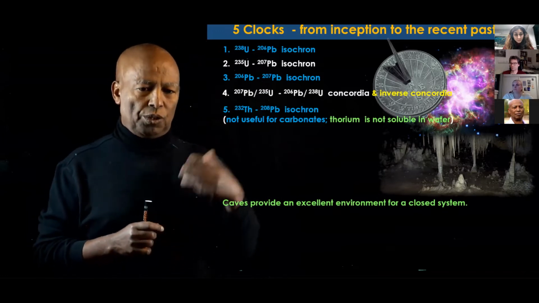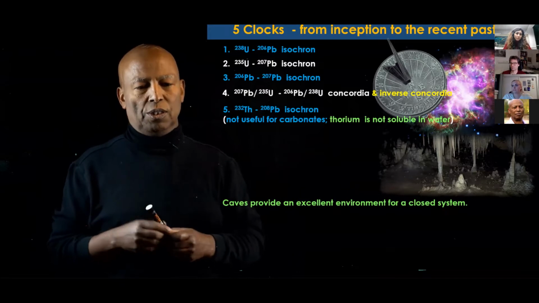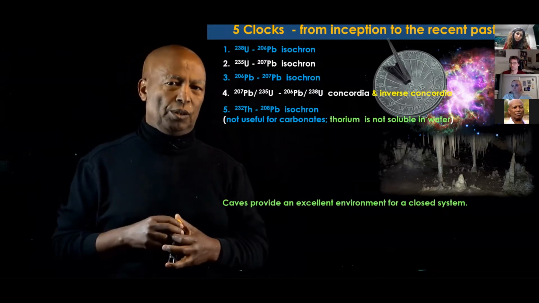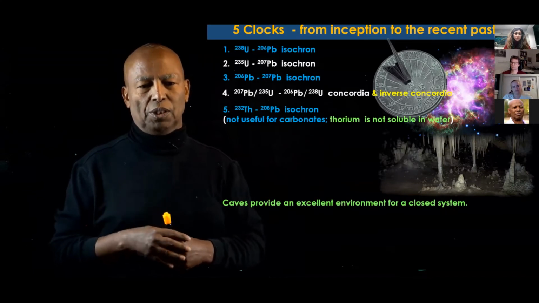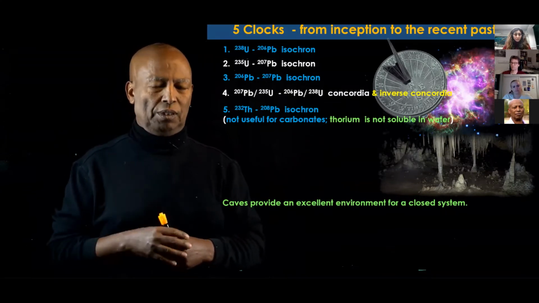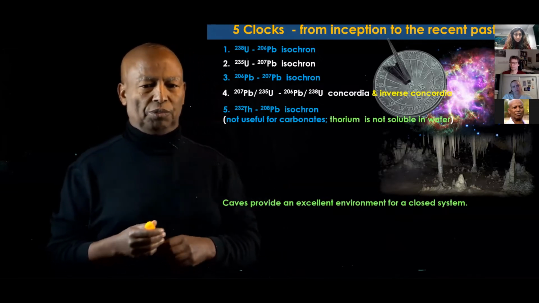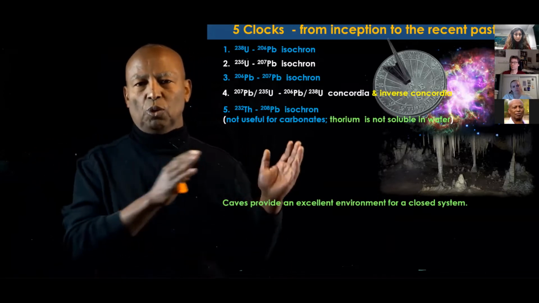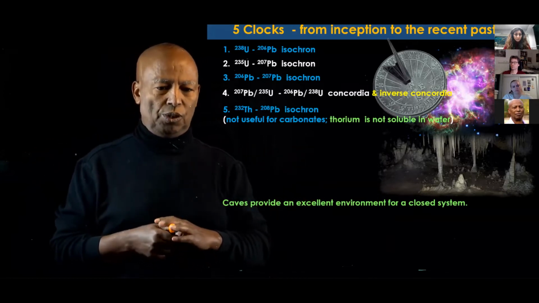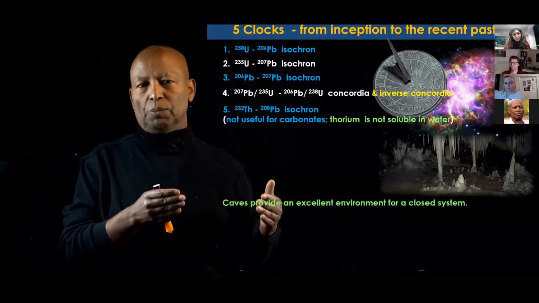Obviously, because of the coupled decay, you can also have purely lead-lead ages. The lead-lead ages are not quite useful for recent work in carbonate because initial ratio variability affects it, and I'll show you why it may not be all that useful. And then, as I said previously, the thorium-232 to lead-208 system is not useful for carbonates because thorium is not soluble in water.